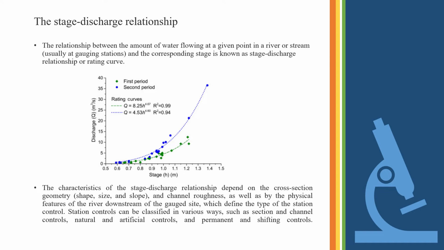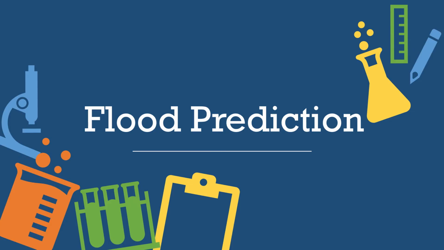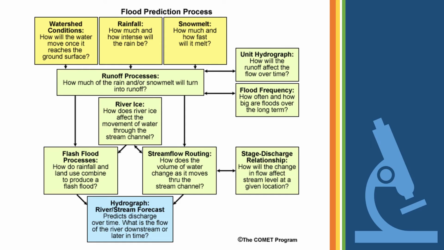The characteristics of the stage-discharge relationship depend on the cross-section geometry, namely shape, size, and slope, and channel roughness, as well as on the physical features of the river downstream of the gauge site, which define the type of station control. Station controls can be classified in various ways, such as section and channel controls, natural and artificial controls, and permanent and shifting controls. Flood prediction. Kindly pause the video to study the flood prediction process.